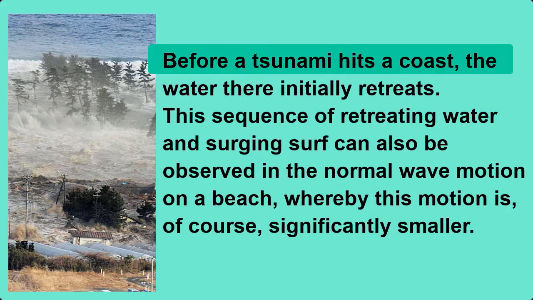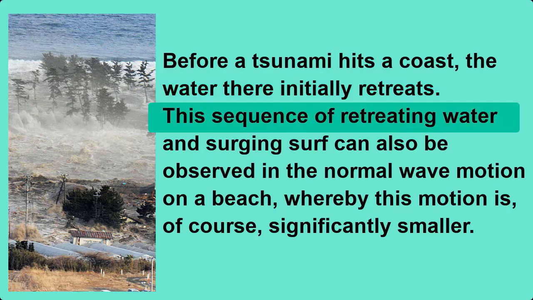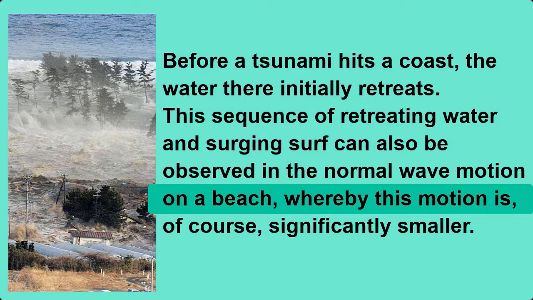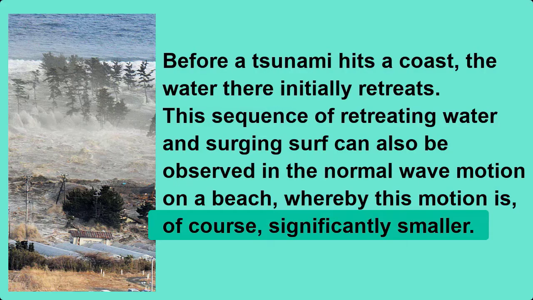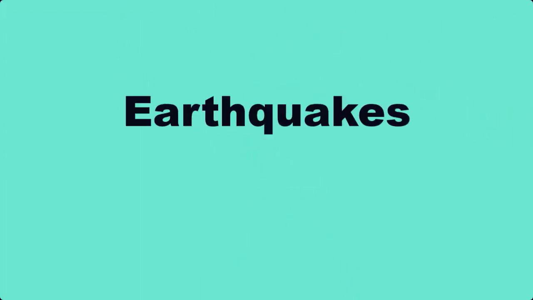Before a tsunami hits a coast, the water there initially retreats. This sequence of retreating water and surging surf can also be observed in the normal wave motion on a beach, whereby this motion is, of course, significantly smaller. Earthquakes.